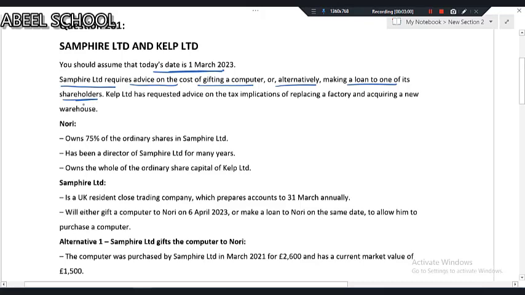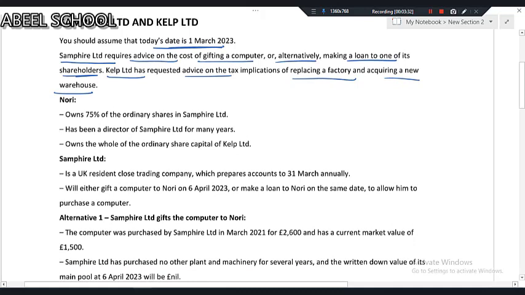So normally, logically, this should be a close company, because normally in close companies such things happen, that we give loans to shareholders. But I've never seen an ordinary shareholder getting a loan from a company. Samphire Limited requires advice on the cost of gifting a computer or alternatively making a loan to one of its shareholders. Kelp Limited has requested advice on the tax implications of replacing a factory and acquiring a new warehouse.